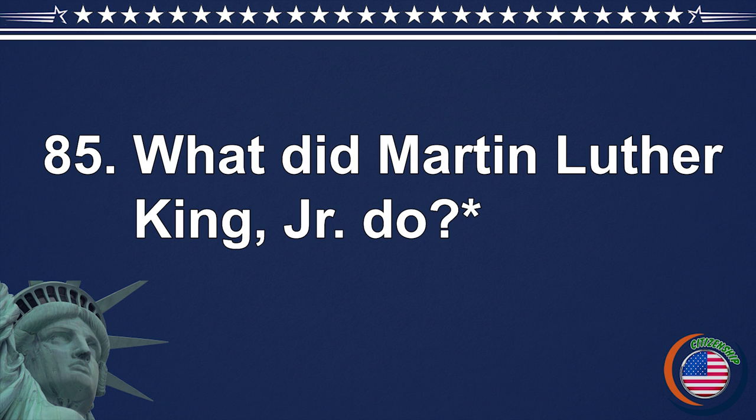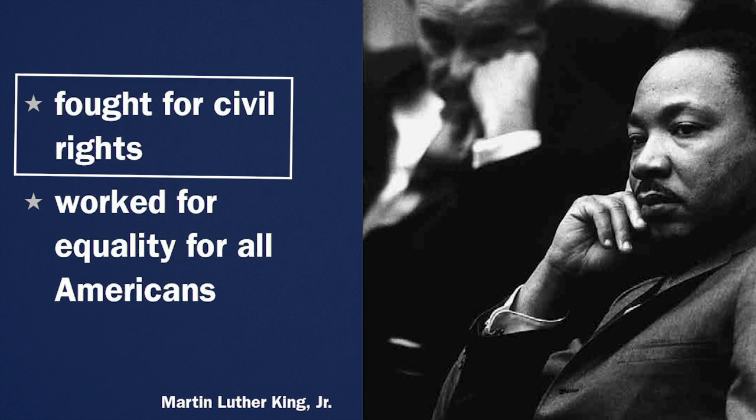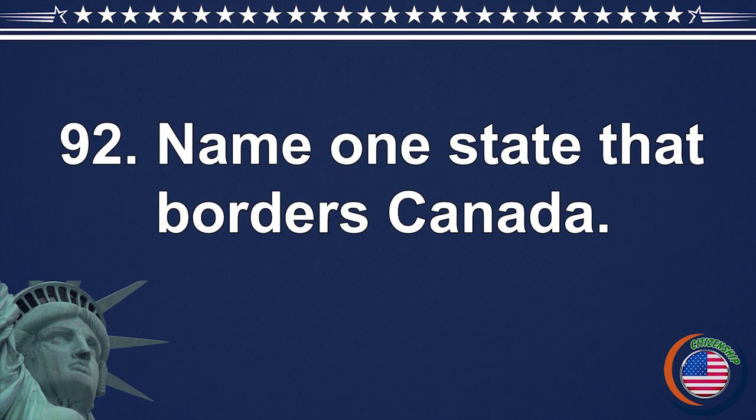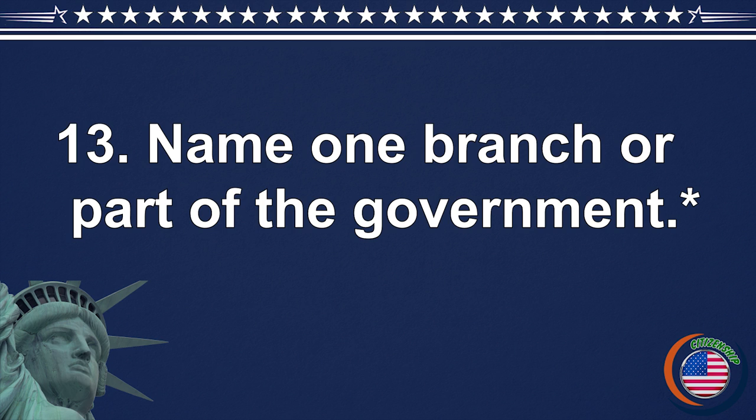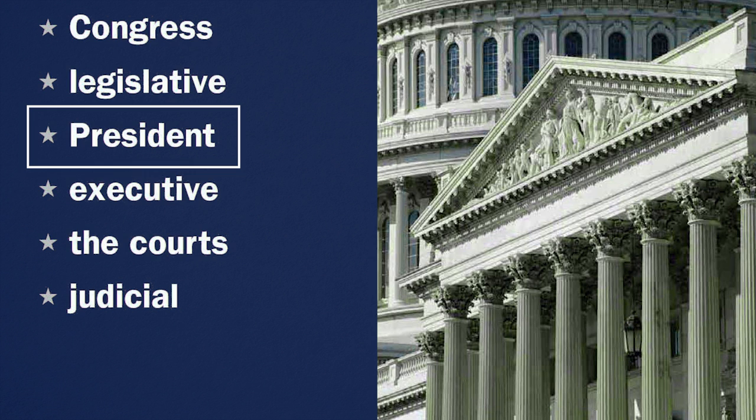What did Martin Luther King Jr. do? Fought for civil rights. Name one state that borders Canada. New York. Name one branch or part of the government. President.